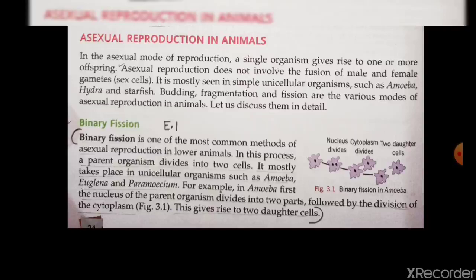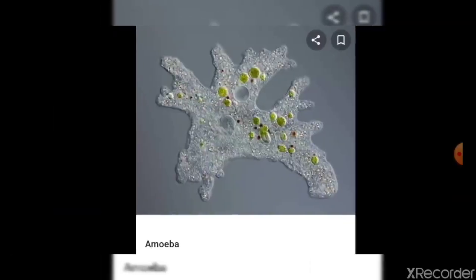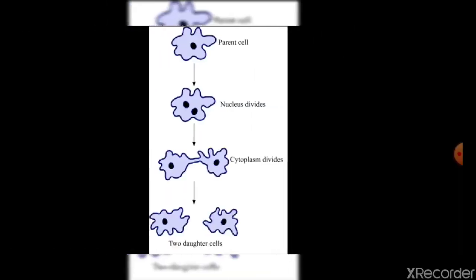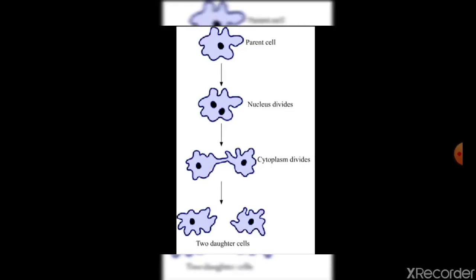Binary fission. It is one of the most common methods of asexual reproduction in lower animals. It mostly takes place in unicellular organisms such as amoeba. In this process, the parent organism divides into two cells. In amoeba, first the nucleus of the parent organism divides into two parts, which is followed by the division of cytoplasm. And this gives rise to two daughter cells.